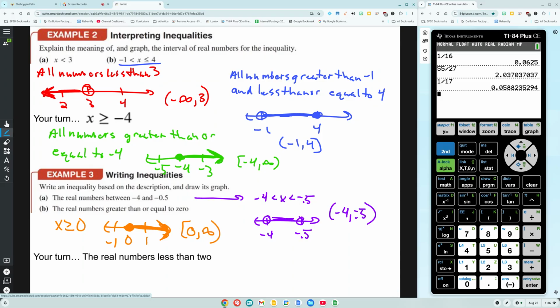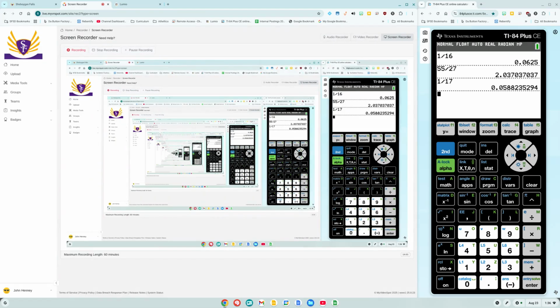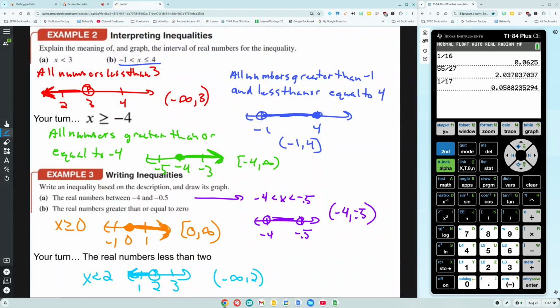Again, your turn to practice this skill here really quick. You are going to do the same exact thing with the phrase, the real number is less than 2. All right, that would mean you'd have the inequality x is less than 2. You'd have an open dot on the 2 shaded to the left, and as an interval, it'd be from -infinity up to 2 with a parentheses on the -infinity and parentheses on the 2.